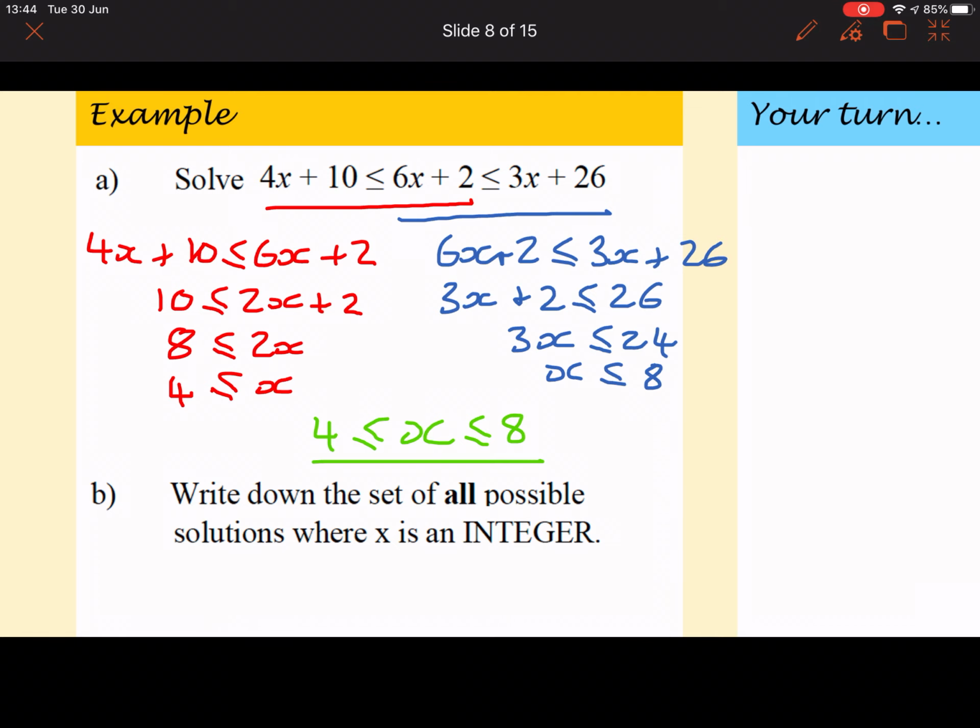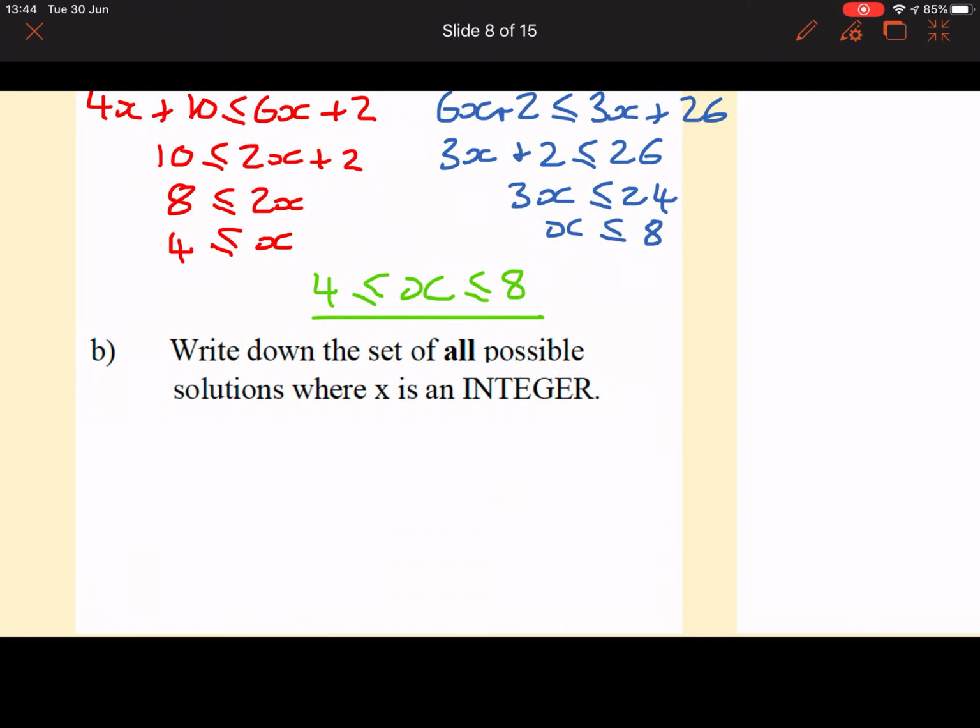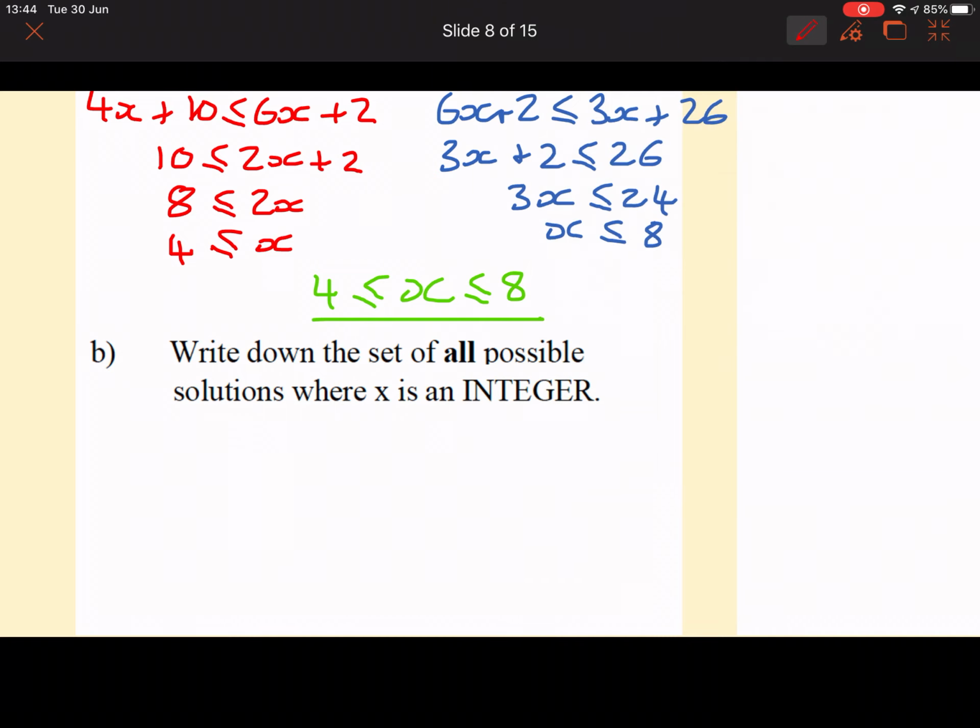Super. The next part is relatively straightforward. It says write down the set of all possible solutions where x is an integer. Interesting parts here, the word set suggests set notation and integer, so we need a whole number. So because it's set notation, we use our curly brackets, and then we just list all the possible integers. Now because they're both equal signs, it means we could include 4, 5, 6, 7, and the upper limit of 8. Close your curly brackets, and that's your answer.